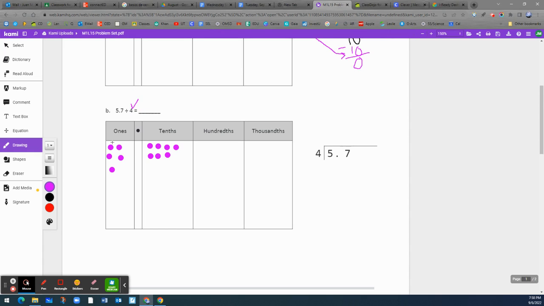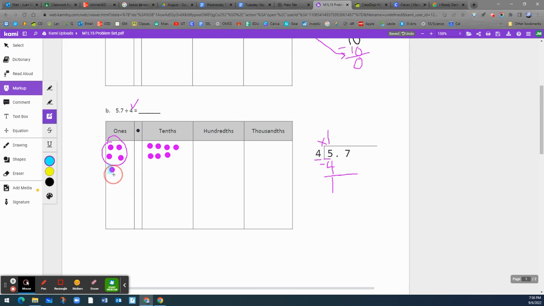All right, so let's start with the ones. How many groups can we make? 1. All right, let's demonstrate that in the algorithm. How many groups of 4 can you make out of 5? And the answer is 1, just like in the place value chart. 1 times 4 equals 4. And 5 minus 4, the difference between those two numbers, is 1. Okay? So as you can see on our example here, this is the remainder, the 1.